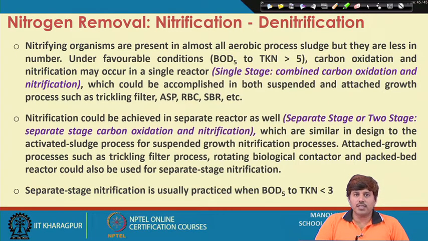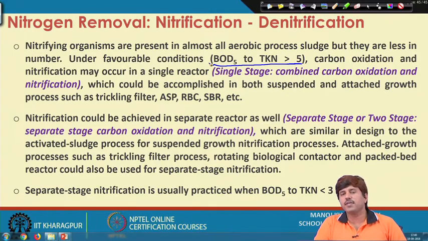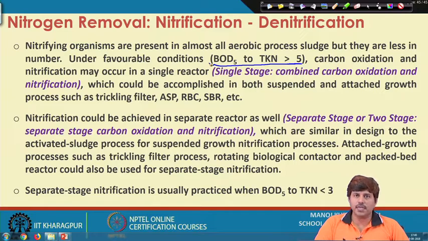These nitrifying organisms are present in almost all aerobic processes. Under favorable conditions, when the BOD5 to TKN ratio is usually greater than 5, we can do this in your typical activated sludge process itself. So, this carbon oxidation and nitrification we can actually do in a single reactor, although we need to give larger retention time there.